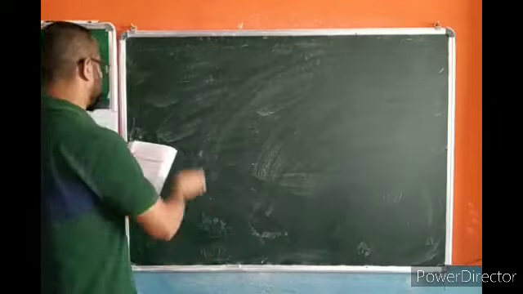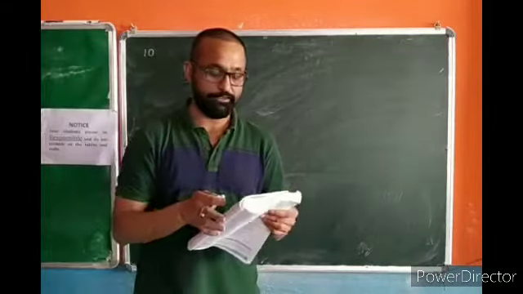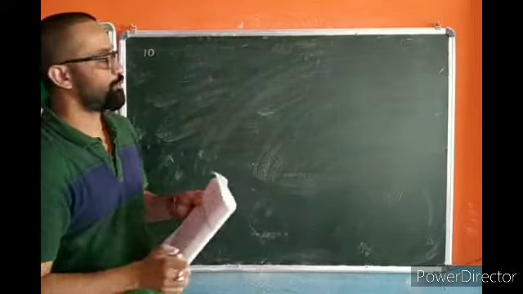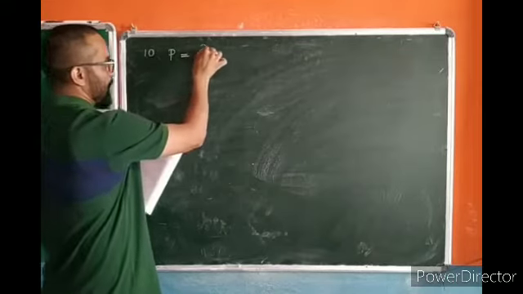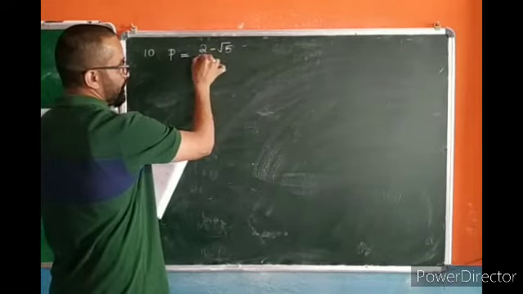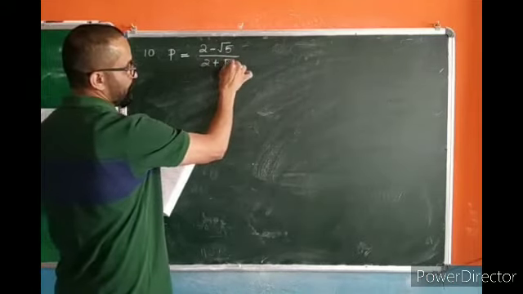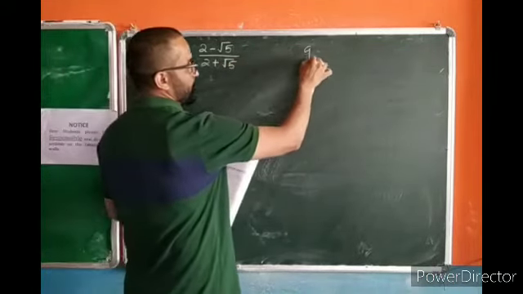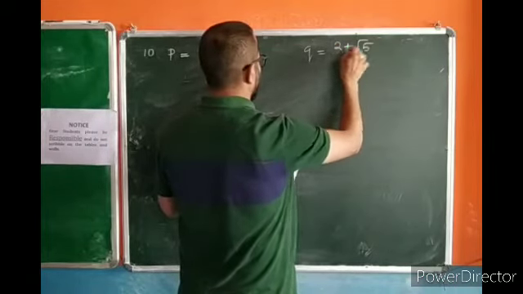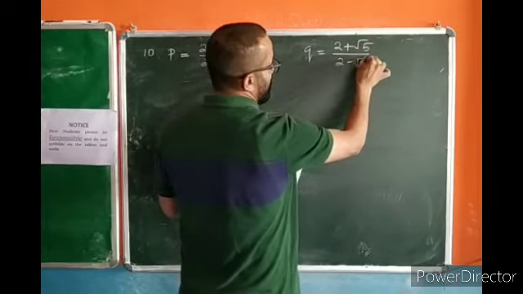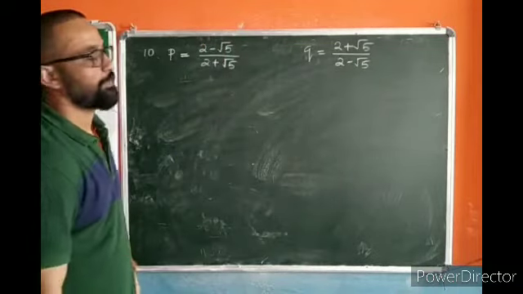Question number 10. You are given the value of P and Q, find P plus Q. So we write P here. P is 2 minus root 5 over 2 plus root 5. Q is given as 2 plus root 5 over 2 minus root 5. You need to rationalize these values.